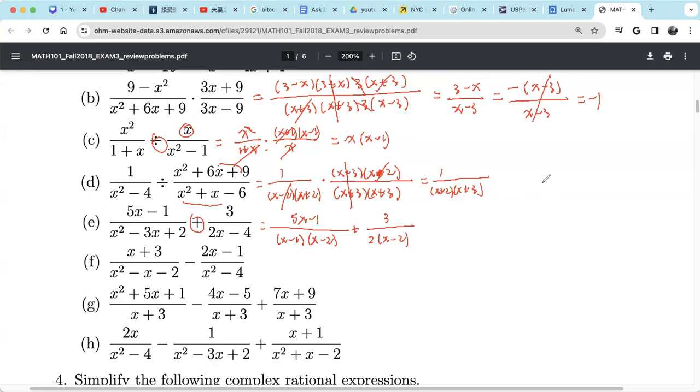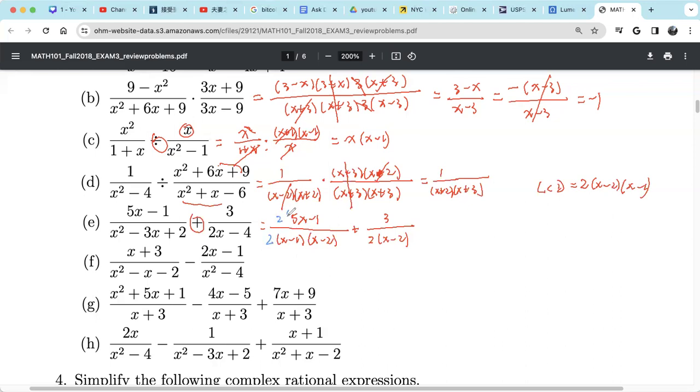Well, now let's figure out the least common denominator. In this case would be 2, x minus 2, then x minus 1, right? Let me change my color. So the denominator needs to have 3 factors: 2, x minus 2, x minus 1. So this one we need 2.